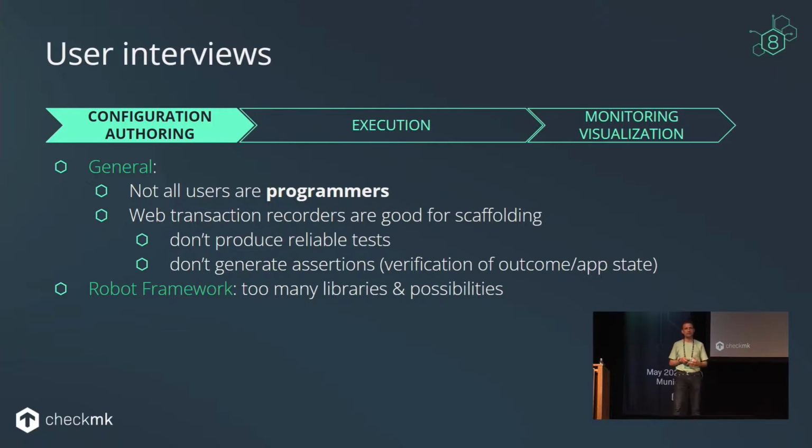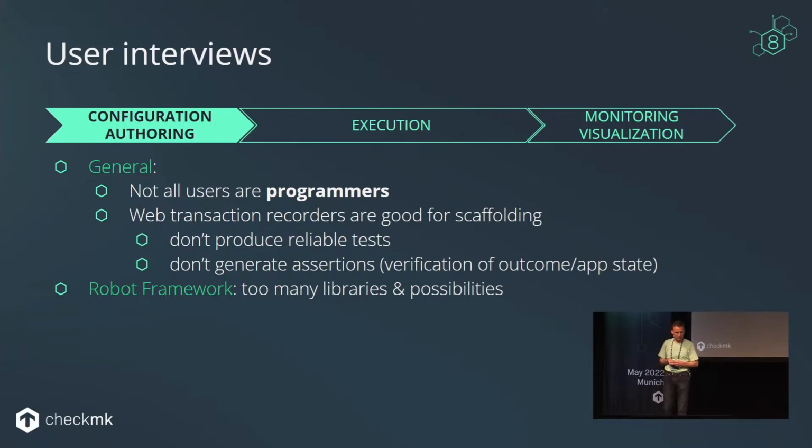Another problem is that these tools don't generate assertions. An assertion is something you execute when you want to test if the application has a given state. For example, if I log into an application, I want to see my username in the top right corner. This is an assertion. And a good test case should always also contain assertions to check if the application is in a desired state and ready to do the next click. And these assertions are not coming out of transaction recorders.